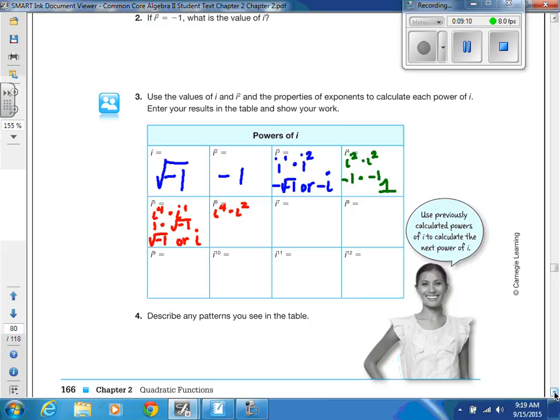1 times negative 1, that's 1. That's negative 1. So what does that equal? Negative 1. How about i to the seventh? i to the fourth times i to the third. What's that going to equal? 1 times negative i, or a negative i.